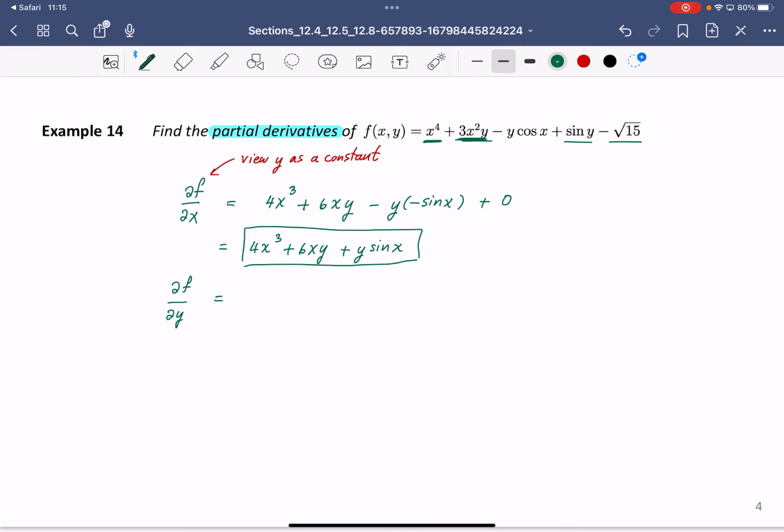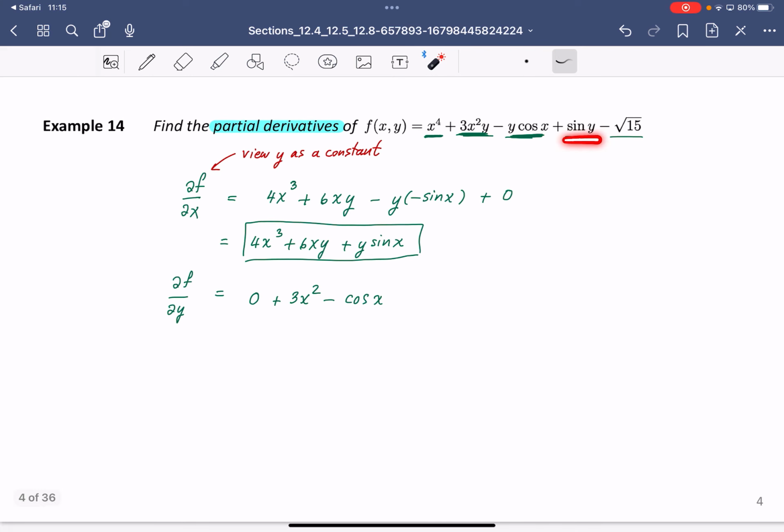All right, when you differentiate with respect to y, x to the fourth power does not depend on y, so it's going to be 0. And then here, differentiating with respect to y, you get 3x squared. And then here you get cosine x, right? Because for y cosine x, you differentiate with respect to y, so you get negative cosine. And differentiate sine y, you get cosine y. And then the last one, you get 0. So it's going to give you 3x squared minus cosine x plus cosine y.